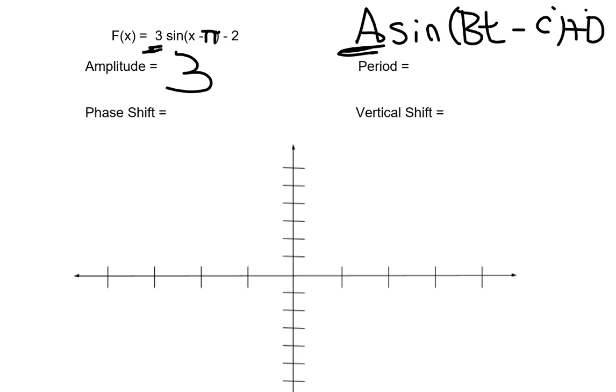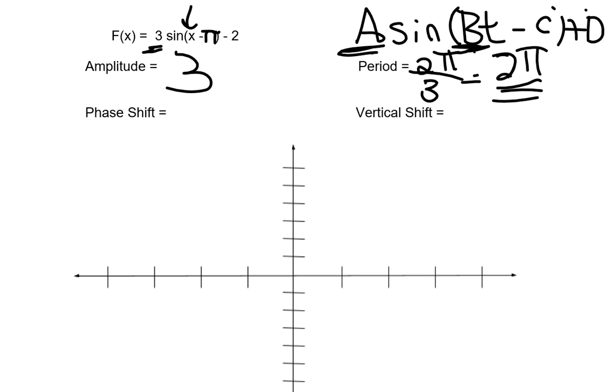Next up is my period. To find the period, I have to find what my frequency is. Frequency is represented by B. My frequency in this case is just a 1, so I have 1x. To find my period, I do 2 pi divided by B. So I'll do 2 pi over 1, which is just going to give me 2 pi. So I've got a period of 2 pi, which means from 0 to 2 pi, one wave should be completed.